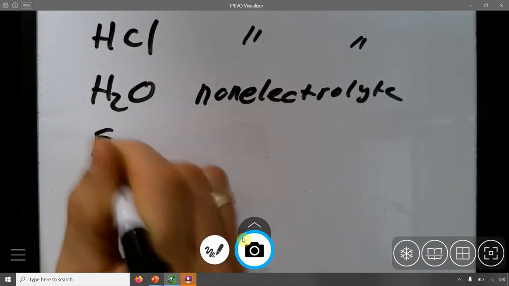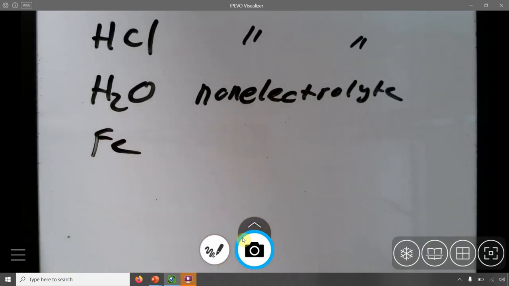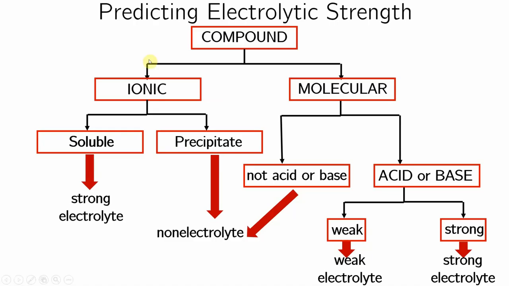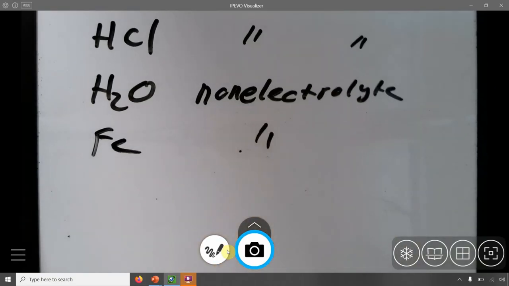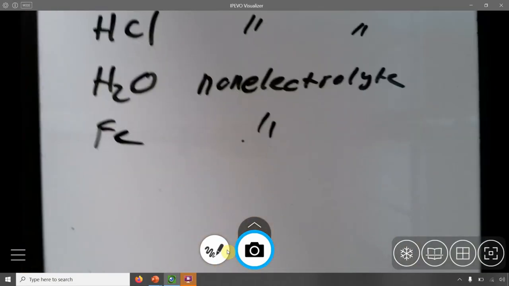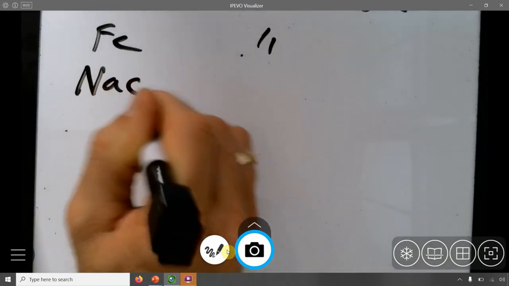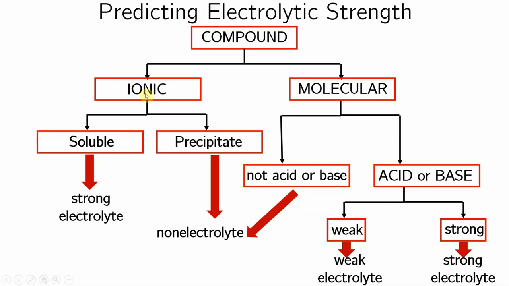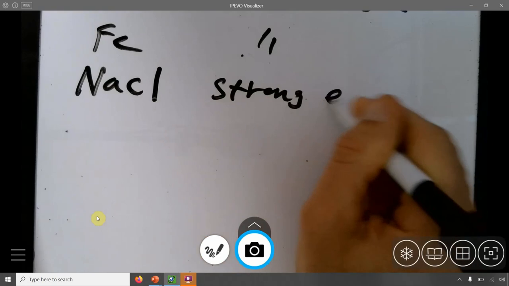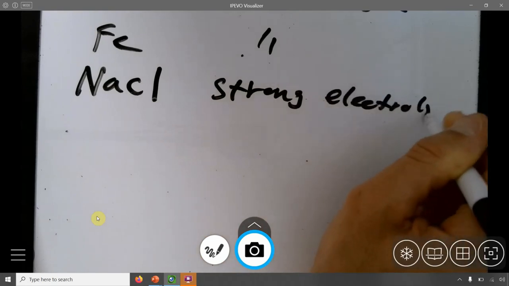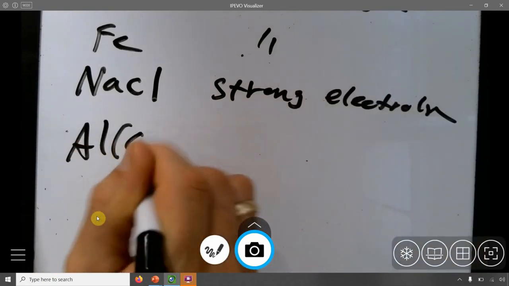Iron. Iron by itself, just iron. Well, iron is not ionic. It's molecular, non-acid or base, a non-electrolyte. Again, non-electrolyte. It's not an ion. It won't form an ion, so it's not going to be electrolytic. NaCl. It is ionic. It is soluble. It's going to be a strong electrolyte.